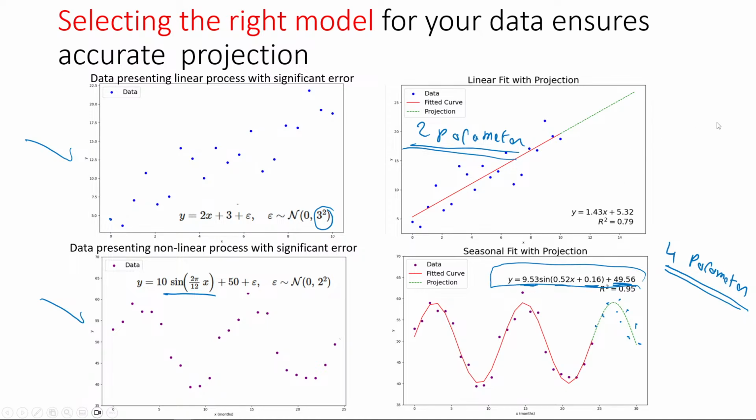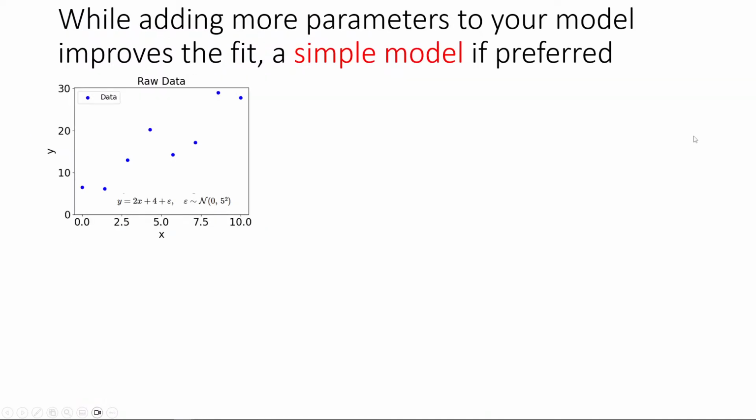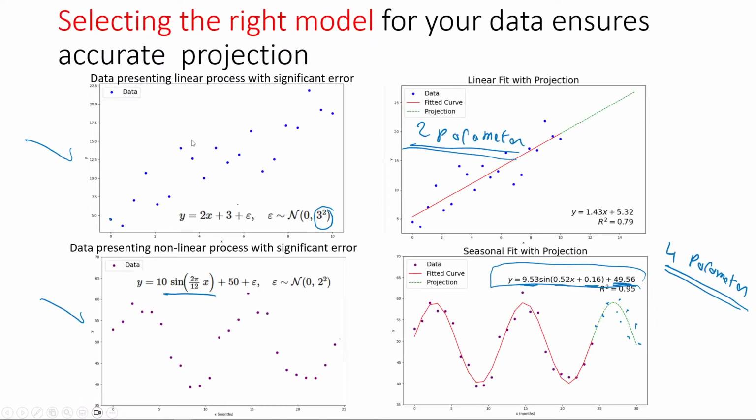Okay. So now let me show you, if I have this data, which was generated from a linear process. Again, the data has huge error. Why does the data have huge error?